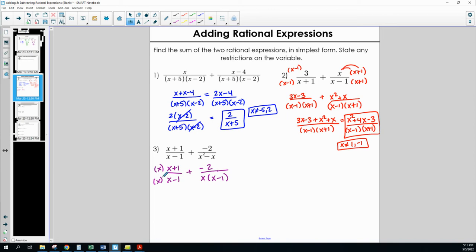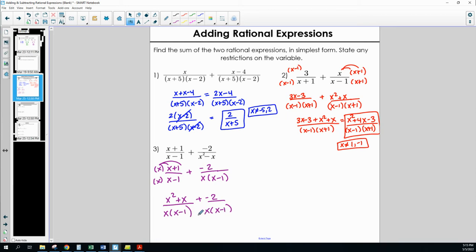Okay, once we figure out what we need to multiply by, we're going to expand the top. So I'm going to rewrite this fraction by distributing the x. So this is going to be x squared plus x over x minus 1. You want to keep the denominators factored and the numerators unfactored, as expanded as possible. So now we have plus the negative 2, x minus 1.